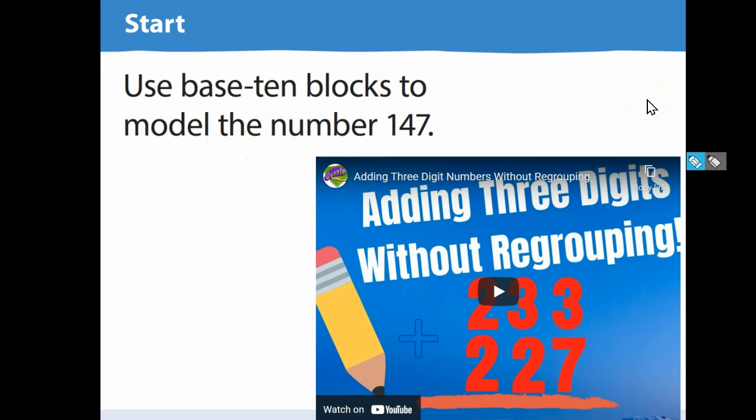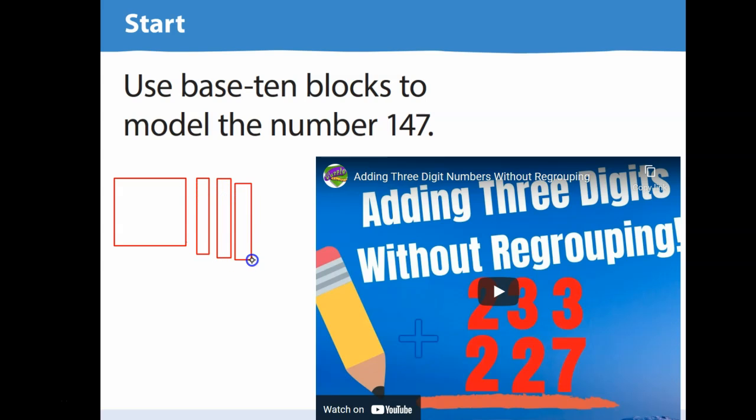Well, I would need one of these, right? To equal 100. I would need 4 tens. And how many ones am I going to need? 7. So that's just the little boxes. 1, 2, 3, 4, 5, 6, 7. That's how I model this. Okay?